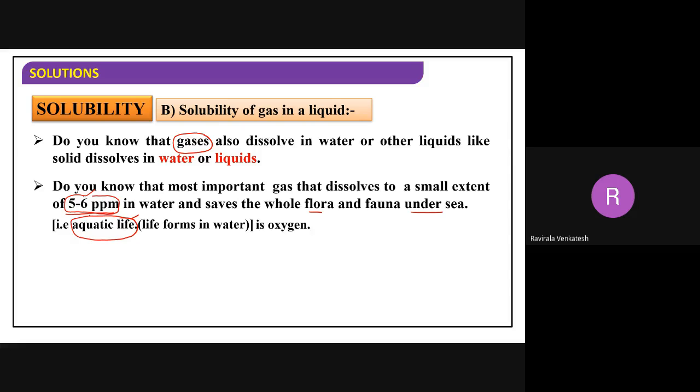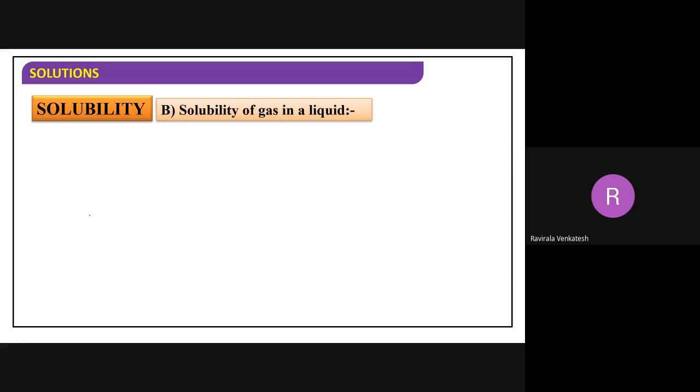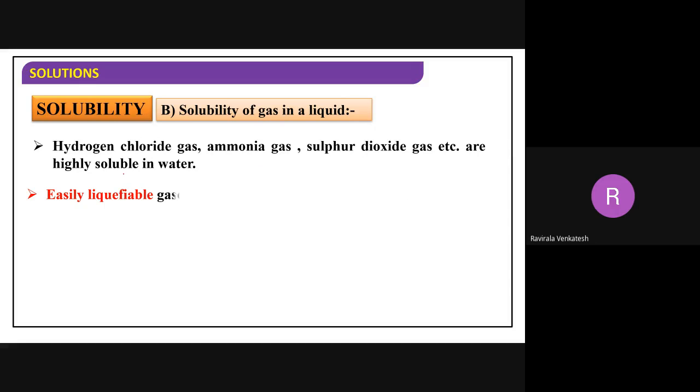So this is important of what? Solubility of gas in the liquid, right? Hydrogen chloride gas, ammonia gas, sulfur dioxide gas, etc. are highly soluble in water, because hydrogen chloride is polar, water is polar. Ammonia is polar, water is also polar. Sulfur dioxide is also polar, water is also polar. Therefore, they are highly soluble in water.